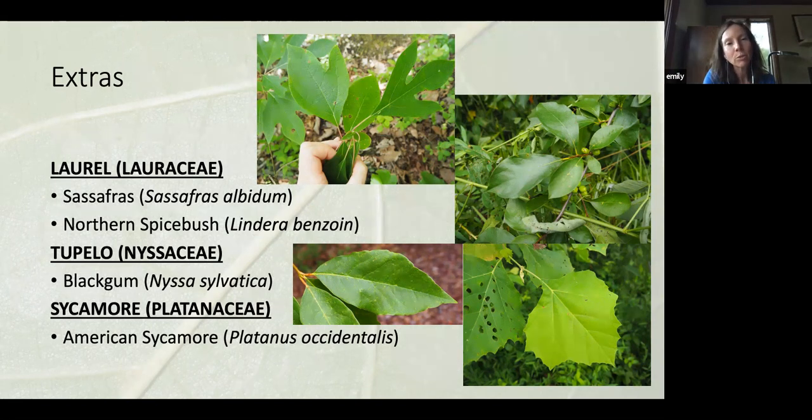So the laurel family is Lauraceae, and I have sassafras, which has the 3 different leaf forms that you've got: the mitt, the trident, and the entire leaf, all with an entire edge. And then we've got the northern spicebush that's in the same family. That's the shiny leaf on the right hand on the top.